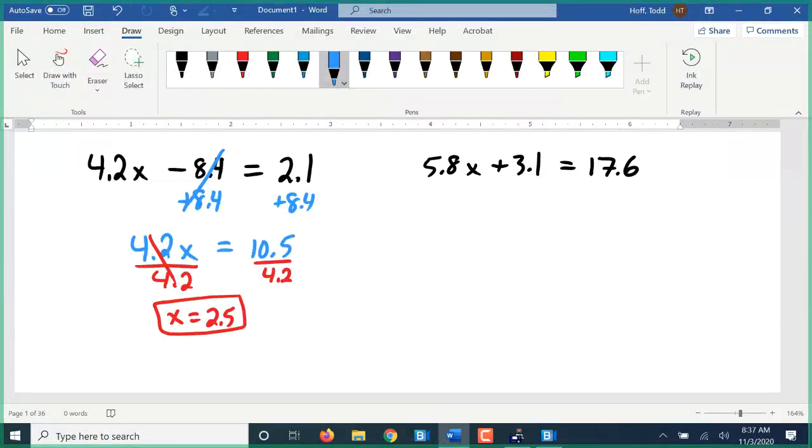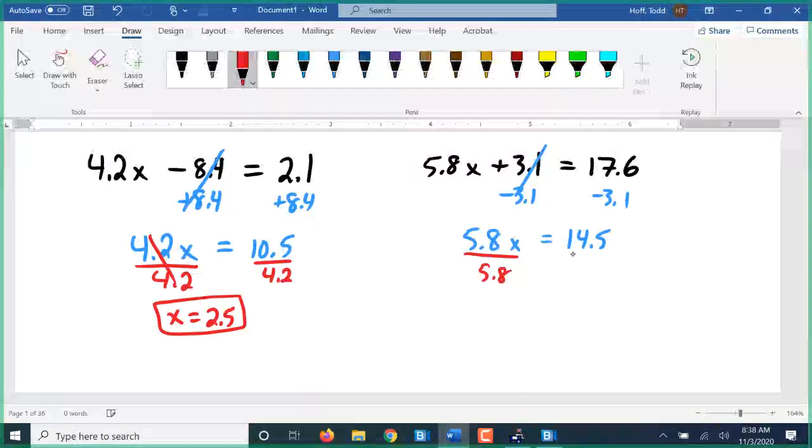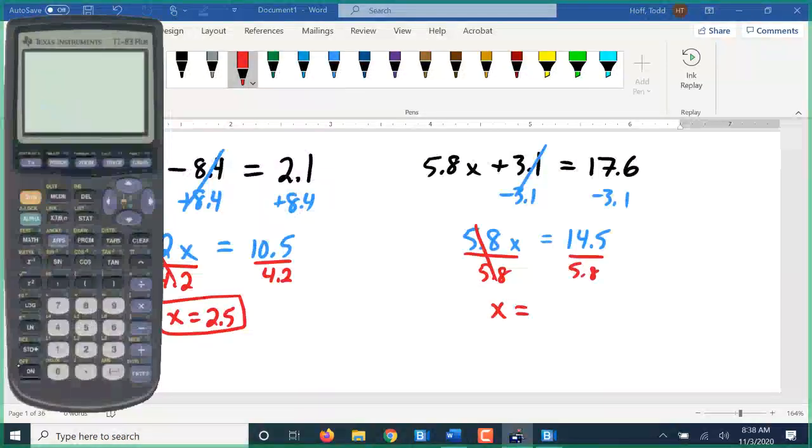So, first thing we want to do here is subtract 3.1. So 5.8x equals 17.6 minus 3.1 is 14.5. Then we're going to divide by 5.8. X equals 2.5.